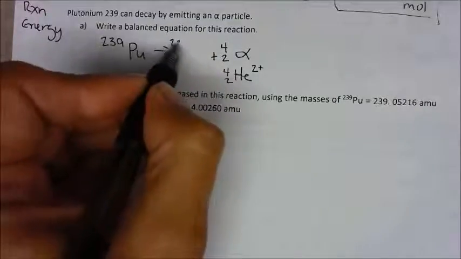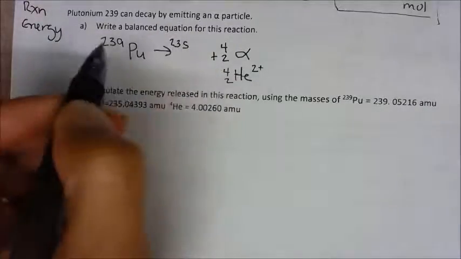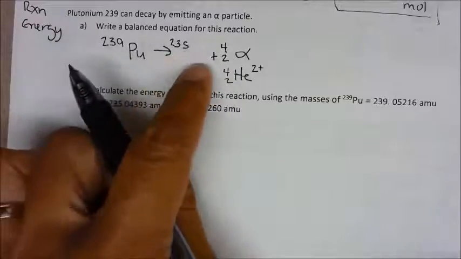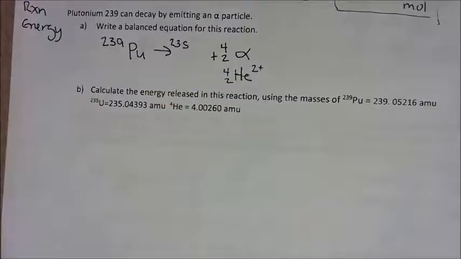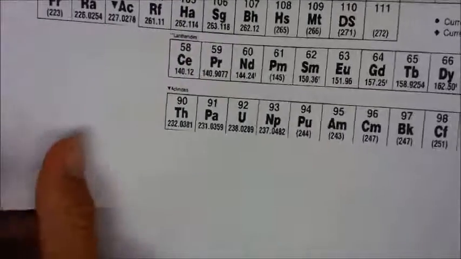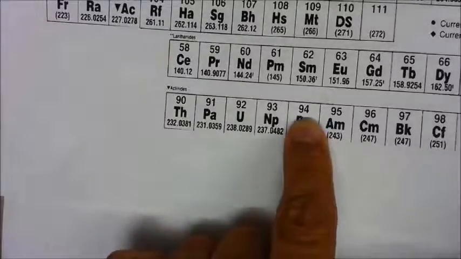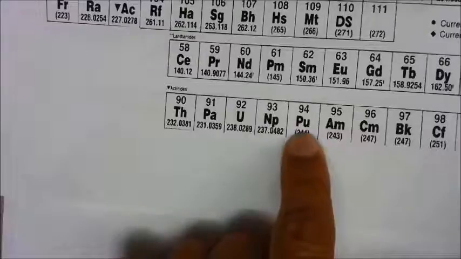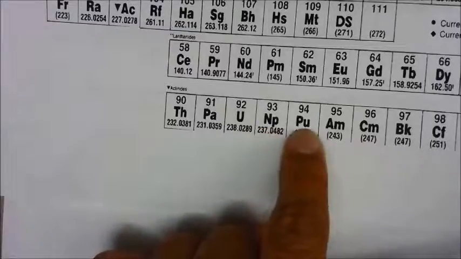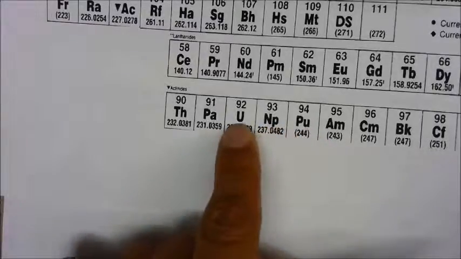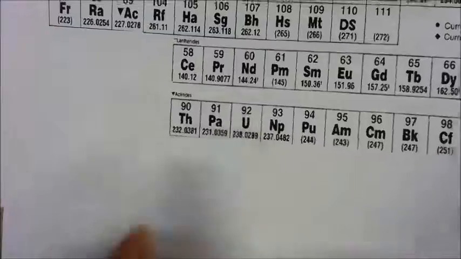Mass number is conserved, but we need to figure out what element goes there. Using a periodic table, we can find that plutonium is atom 94, so it has 94 protons. If it decays by alpha, it loses 2, forming uranium-92.